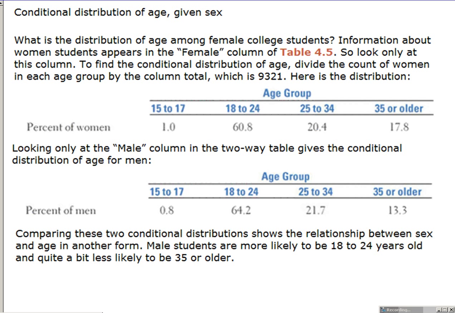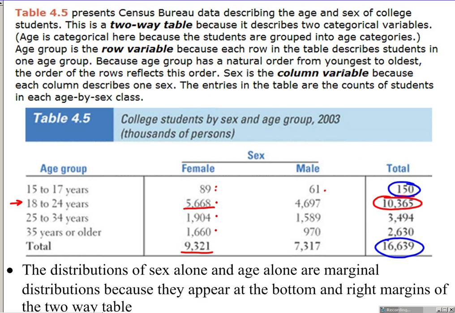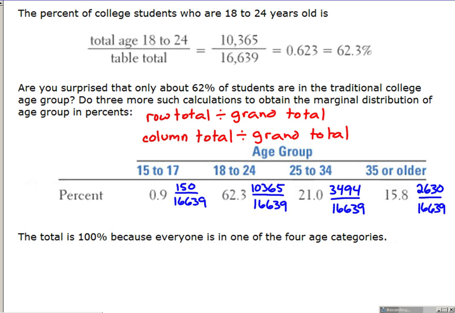So again, if we look at the female column only, we look for age 15 to 17. So we're back here at our table. We see that in this case, we're looking only at the female column. We have 89 females in the 15 to 17 group. Since we are conditioning on sex now, we're looking at a column variable. So we're going to take the cell total, divide by the column total. 89 over 9,321.